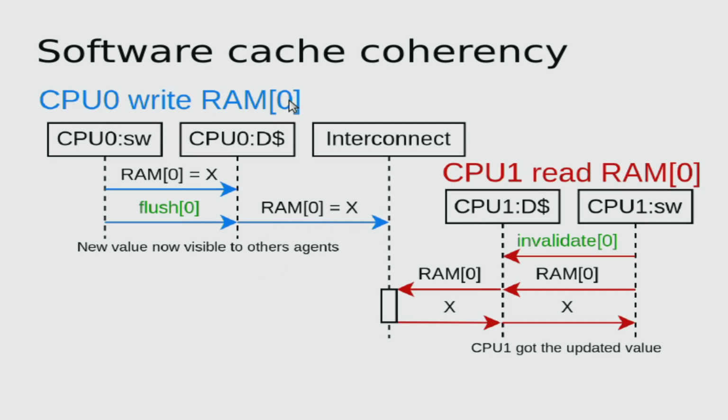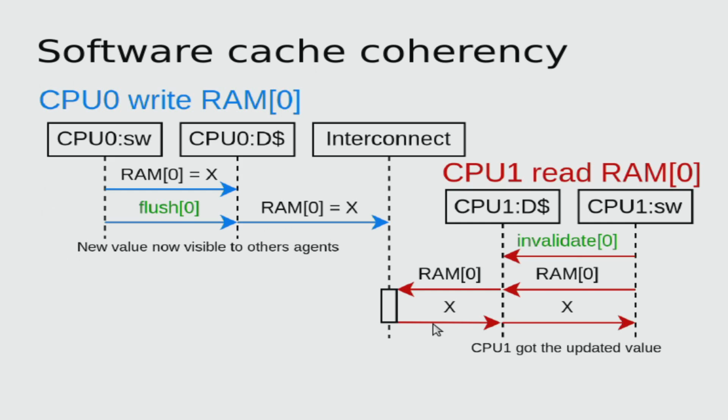and softcore FPGA often work like this. What they do is software cache coherency, where, for instance, if a CPU wants to write the memory, you have to explicitly flush its data cache with a software instruction to make it visible to others. And when a CPU wants to read the memory, and it knows that it may have been written by somebody else, it also needs to explicitly invalidate its own data cache before reading it.